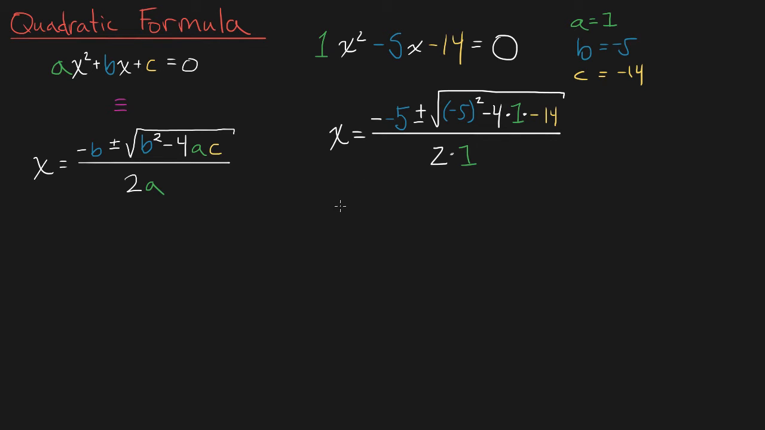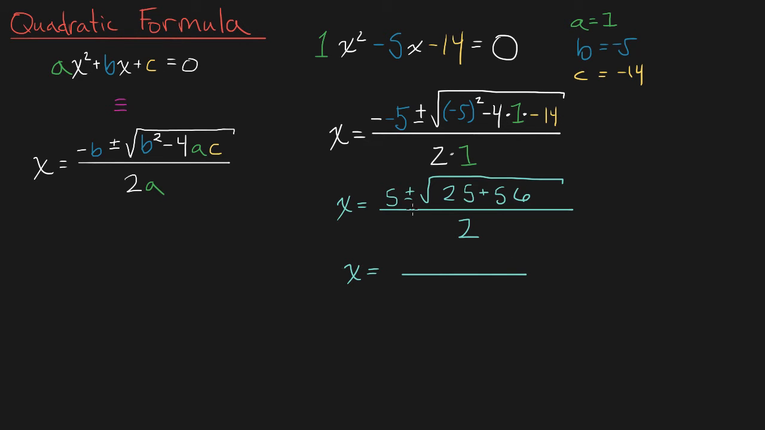And so now I have on the left-hand side x, and then on the right-hand side I have negative of -5 is +5, and then plus or minus the square root of (-5) squared is 25, and then -4 times 1 is -4, and then times -14, that's just going to be -4 times -14, which is going to be +56, so plus 56, and then 2 times 1 is just 2. And so that's the next iteration.